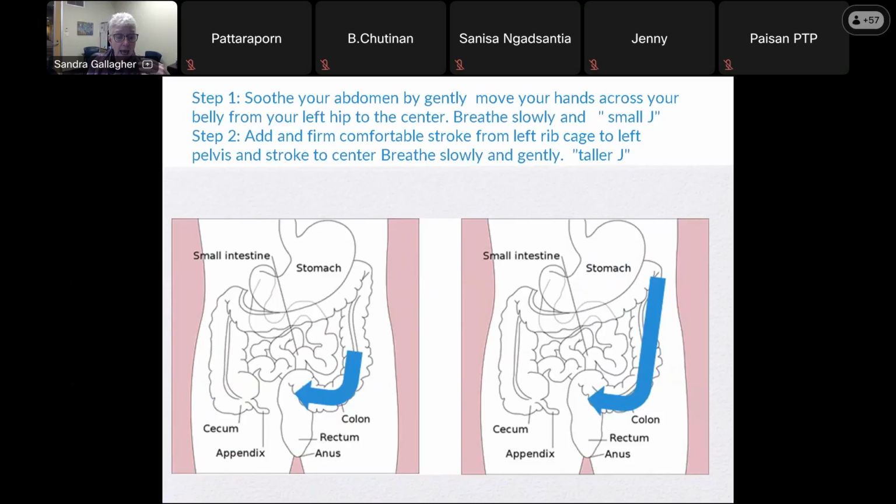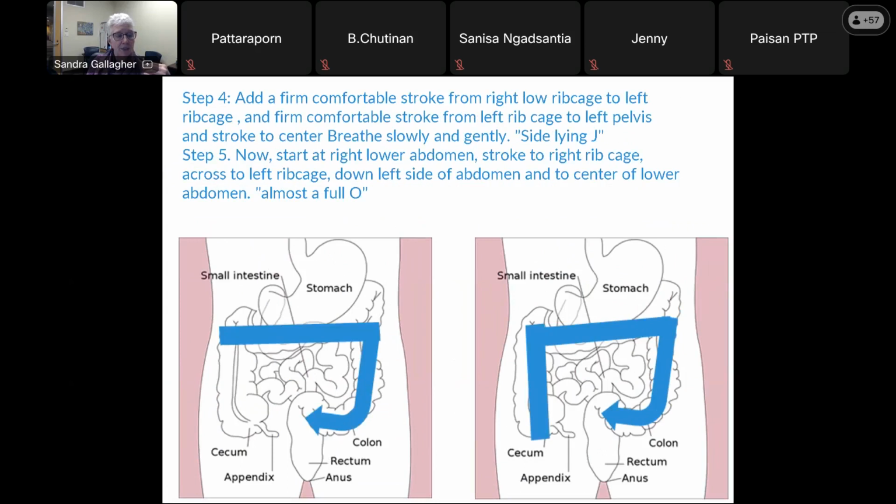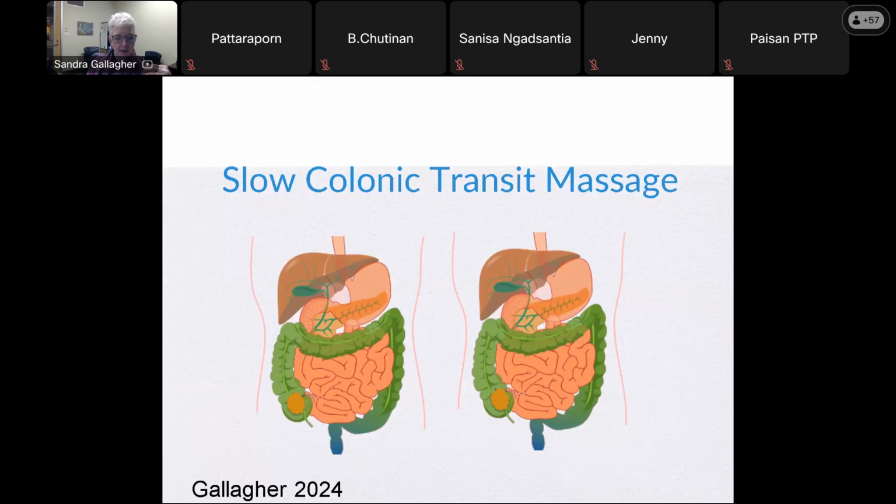I think of it as the letter J, going from the anterior superior iliac spine toward the pubic bone, along the sigmoid colon. Hopefully you can see my arrow moving. Then we'll add in the descending colon to the sigmoid colon, descending colon, sigmoid colon, and repeat that. Then we'll add in the transverse colon, descending, sigmoid, do that stroke. And then we'll add in the ascending colon, transverse colon, descending colon, and sigmoid. And then it almost becomes that you're making a full circle here.